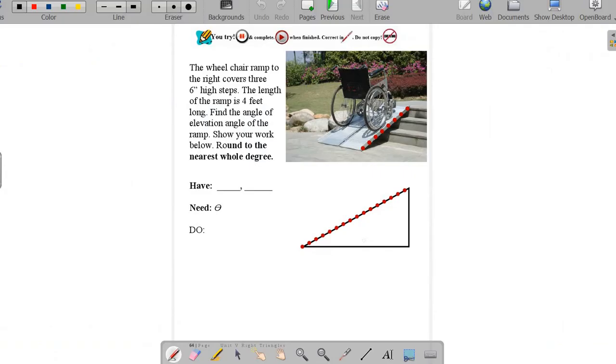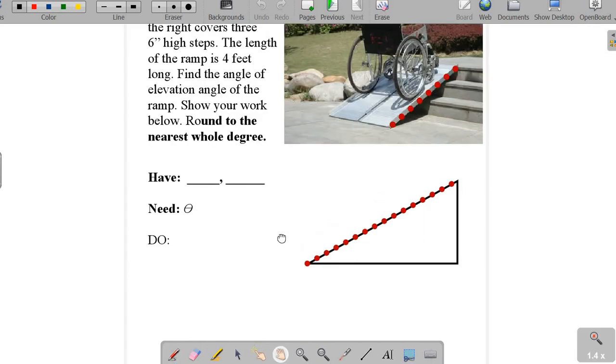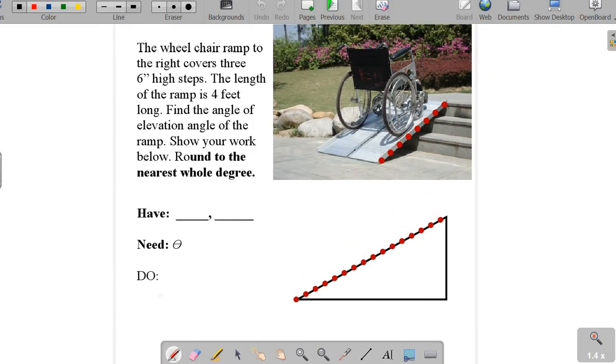Okay, grab a red pen. I'm going to be looking for corrections on this page. A wheelchair ramp covers 3 six-inch high steps. So 1, 2, 3, and they're 6 inches each, which means this complete distance straight down is going to be 18 inches at a right angle.